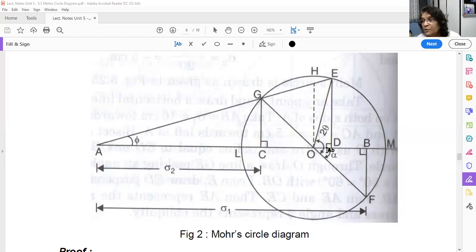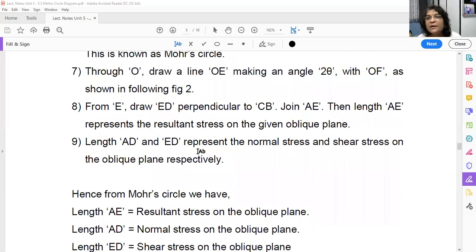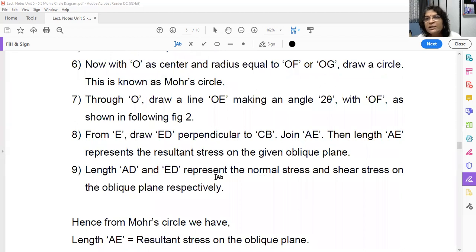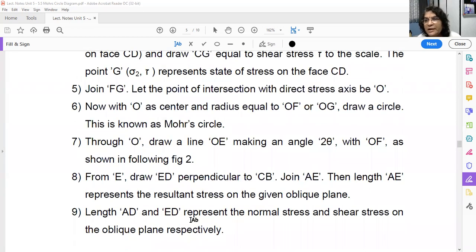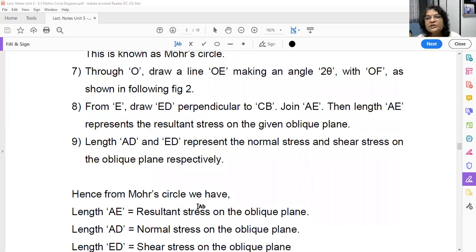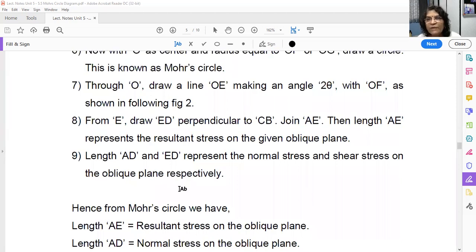Okay, and you know that two principal stresses are always acting perpendicular to each other. So here the angle is double. So OM and OL, the angle is 180 degrees in the Mohr circle. So in the actual component, the angle is 90 degrees. Okay, so let us see all these. So AD, everything we have covered, no? AD and ED represent the normal stress and shear stress.